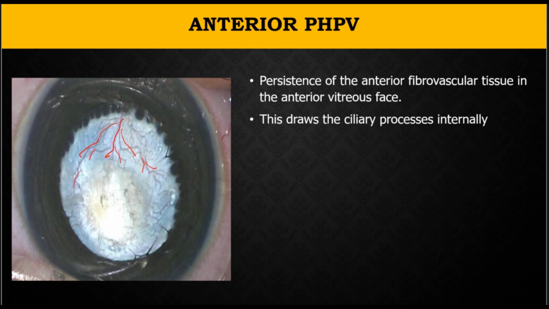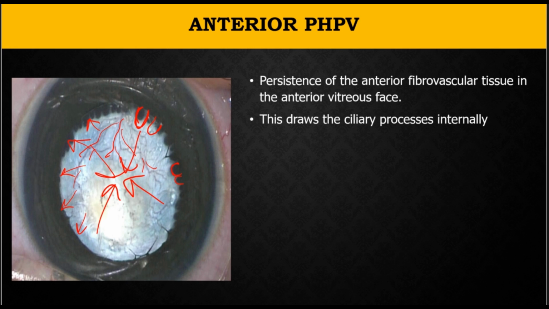Now, as I told you, wherever there is a vascular component, there is also a fibrous component, and that fibrous component goes and attaches to the surrounding ciliary body processes, right? As they attach to the ciliary processes, they will also draw those ciliary processes internally. So as the fibrovascular tissue contracts, it pulls the ciliary processes inwards, making them visible through a dilated pupil examination. Normally, through a dilated pupillary examination, we usually do not see the ciliary processes.